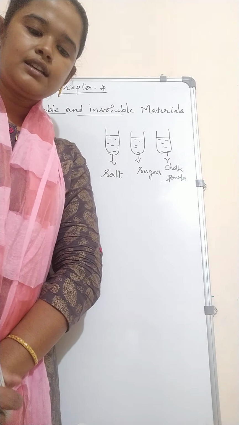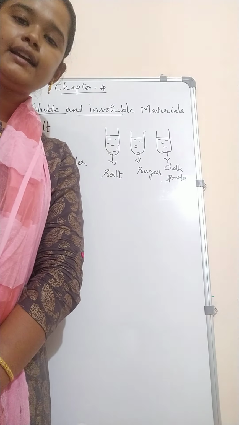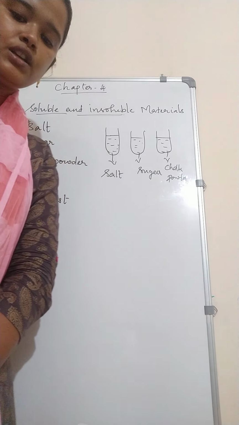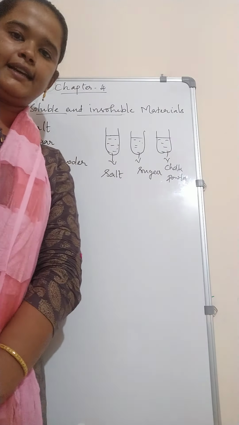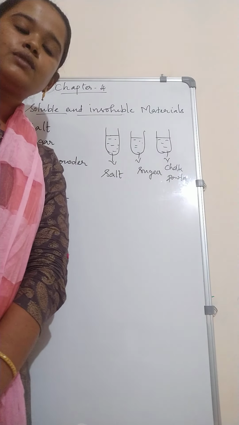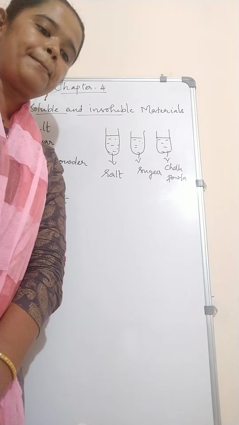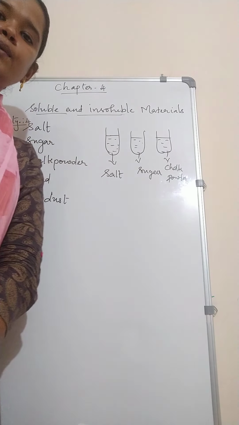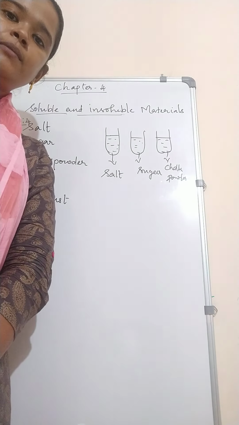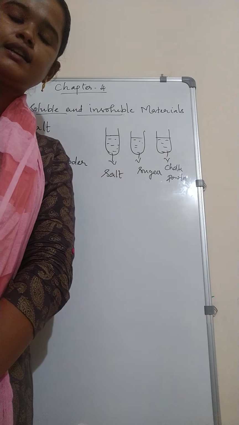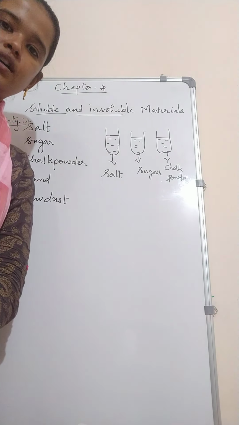Next, our class is starting with soluble and insoluble. It is in your textbook, page number 29. Last class we studied the properties of materials, appearance and hardness. Here, we are going to study soluble and insoluble materials. It is one of the properties of salt.